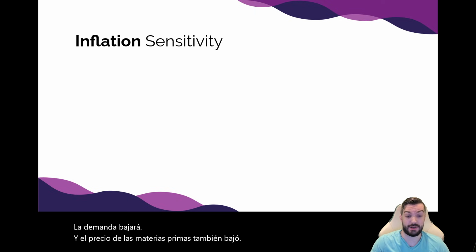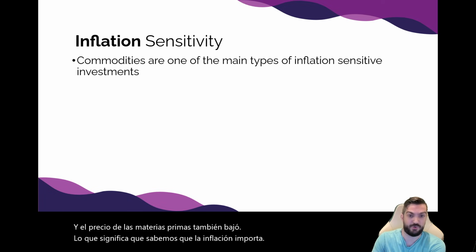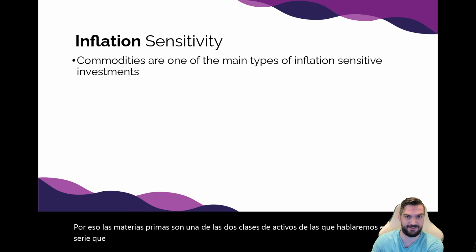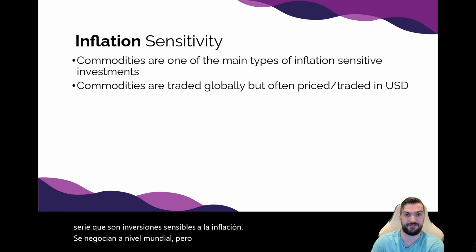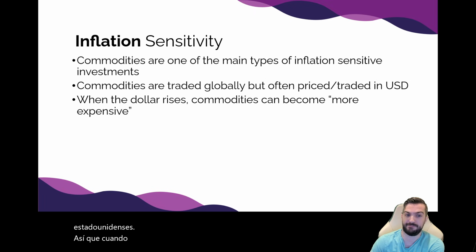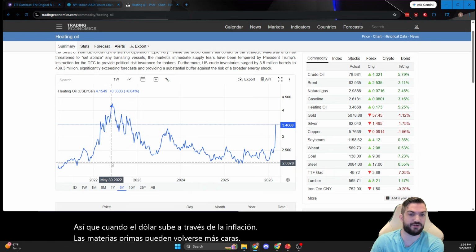Which means we know inflation matters, which is why commodities are one of the two asset classes that we'll talk about in the series that are inflation-sensitive investments. They are traded globally, but they're often priced and traded in US dollars. So when the dollar rises through inflation, commodities can become more expensive. That's exactly what we saw in 2022.